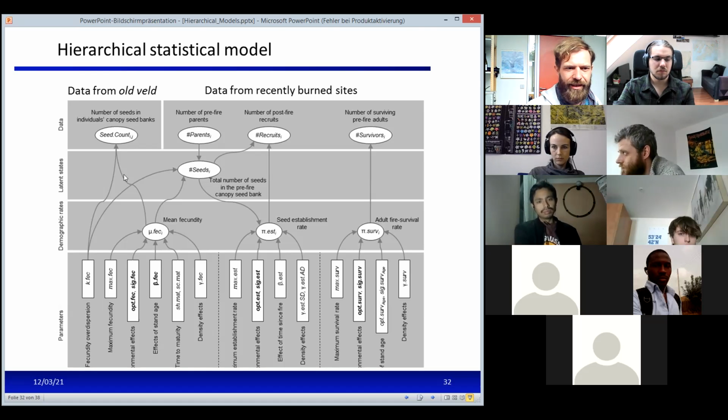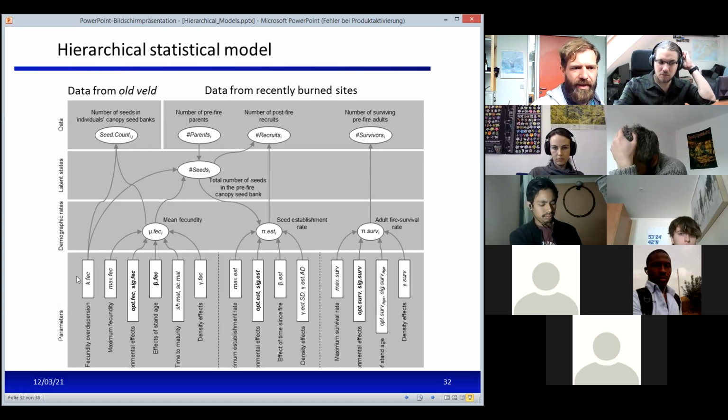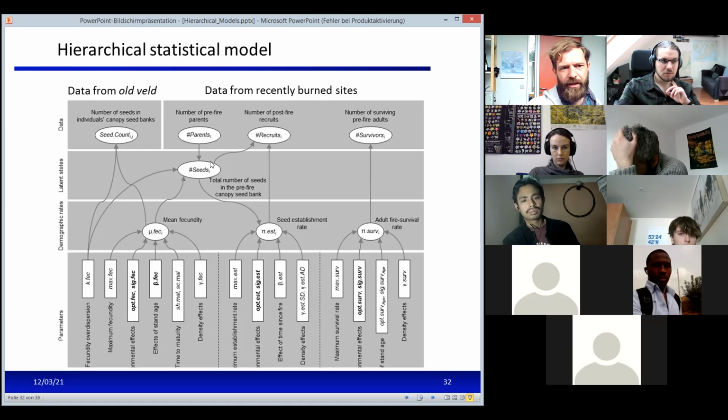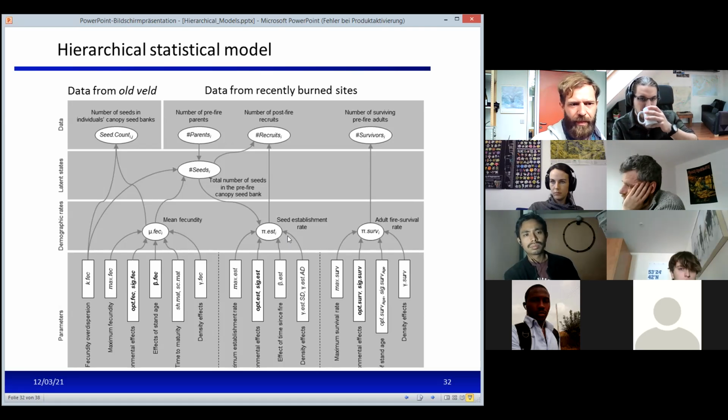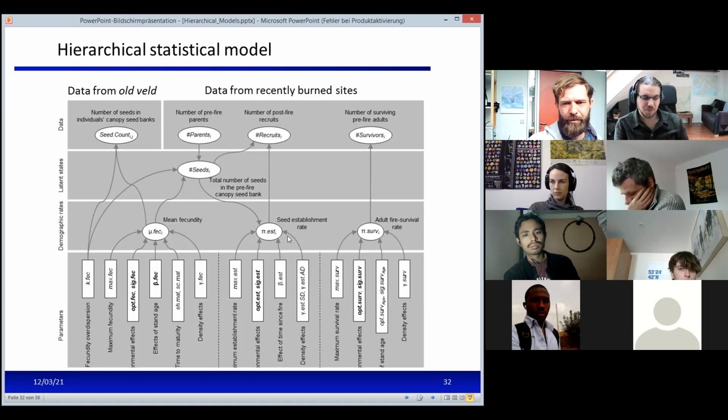So in our fecundity submodel, which, since we're looking at the number of counted seeds, is again based on a Poisson distribution, we found that we had to include a term describing overdispersion, so larger variance in the observed fecundity than we would expect just from a Poisson model. And this, of course, had also to be included in our predictions of this latent variable for the pre-fire fecundity on the recently burned sites, to not be overconfident in the estimation of seed establishment rates from these observations. So this complete flow of information across different model paths is also a very appealing aspect of these hierarchical models.